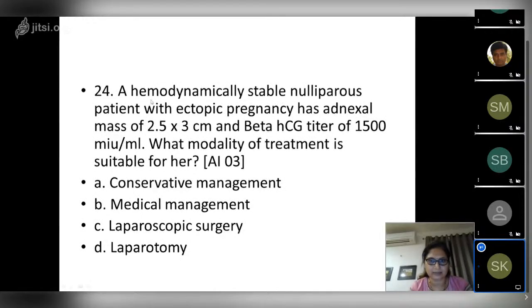Hemodynamically stable. Okay, so this is one important point you'll have to see for what kind of modality you want to go for. So the patient is hemodynamically stable and the adnexal mass of the gestational sac is just 2.5 by 3 centimeters. And the beta HCG titer is just 1500 milli-international units. So all these criteria will fit for what kind of management and what is ideal for her?